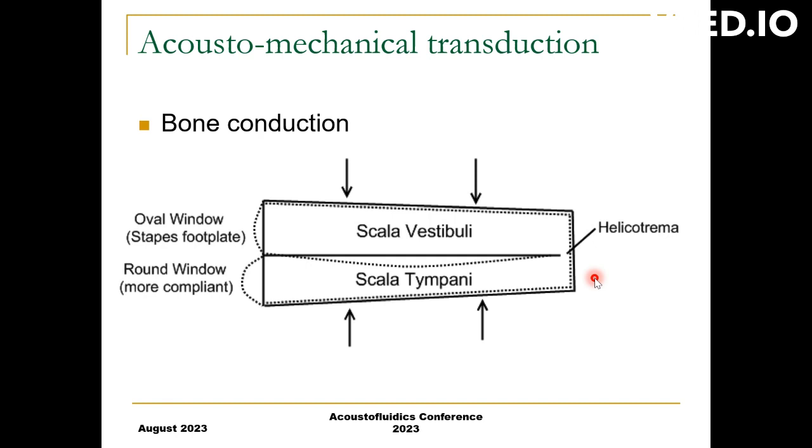So this is a folded view of the cochlea experiencing bone conduction proposed by Bekesi in 1932. The upper region is called the scala vestibuli, and the lower region is the scala tympani. These regions are connected by a small gap called the helicotrema. The compression of the cochlear shell causes fluid displacement at the oval and round windows. And due to the incompressibility of the fluid, this volume velocity going in must equal the volume velocity going out.